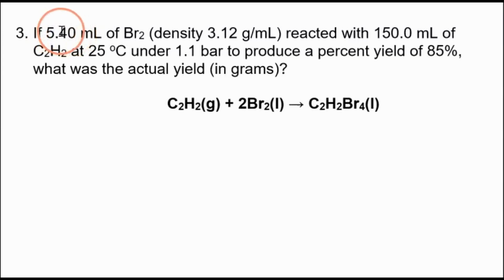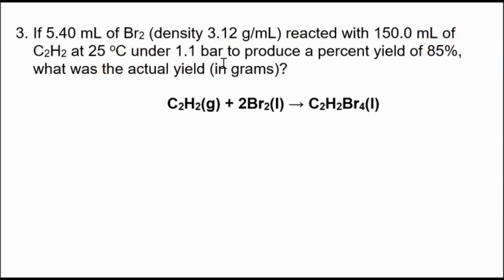If 5.40 milliliters of bromine, now we have a volume and a density, reacted with 150.0 mL of C2H2, so this would be ethine, a gas, at 25 degrees Celsius under a pressure of 1.1 bar, to produce a percent yield of 85%. What was the actual yield?